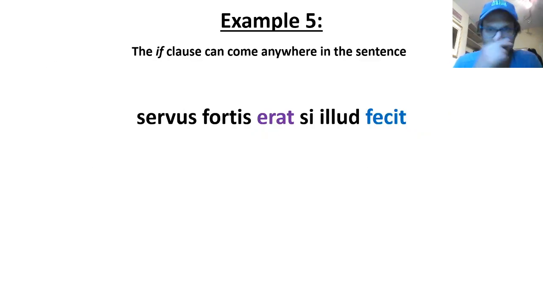Example 5, the if clause can come anywhere in the sentence. So servus fortis erat si, so there's our if clause, illud fecit. 20 seconds. Notice both verbs here are in the past tense. Fecit is perfect and erat is the imperfect.